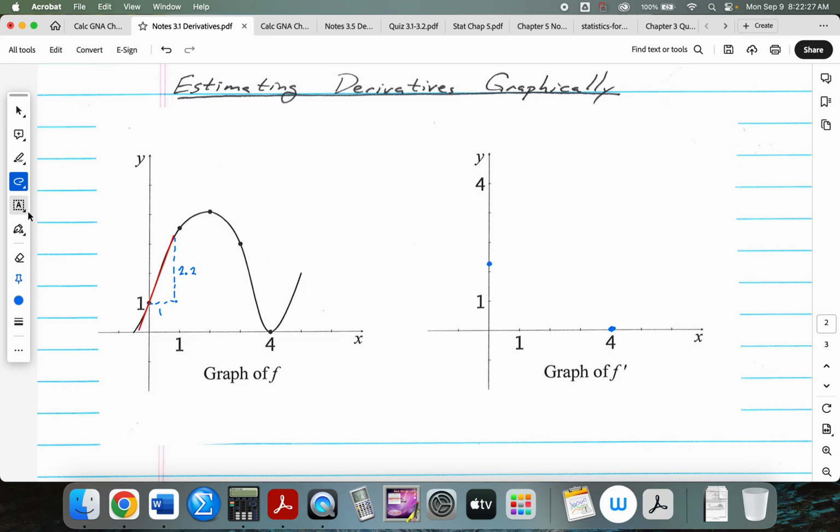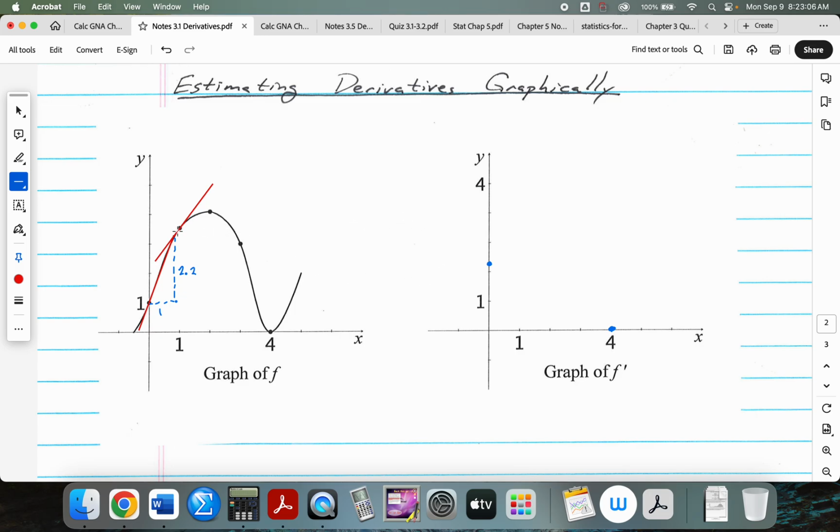At 1, I'm going to try this again. Nope. That's not bad, but it's not great either. It's a little shallow. Ooh, that one's pretty good.